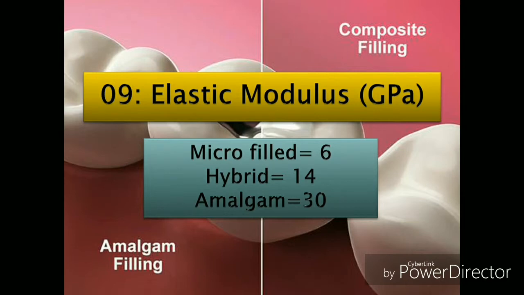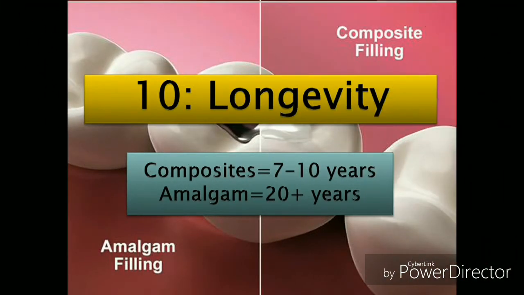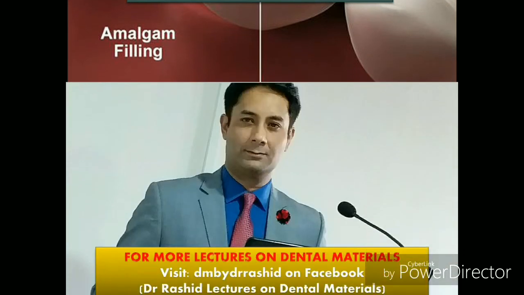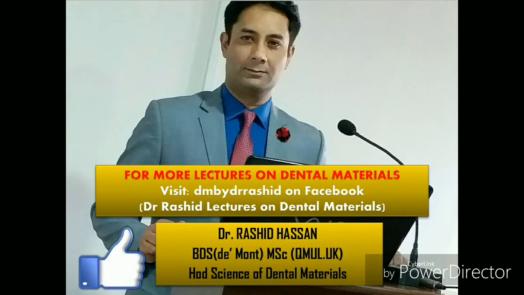According to the clinical studies on both of these dental restorative materials, a well done dental composite restoration needs replacement after 7 to 10 years, whereas a well done dental amalgam restoration lasts for more than 20 years. So this was a brief lecture comparing a few of the general properties of two giants of conservative dentistry, dental amalgam and dental composite.